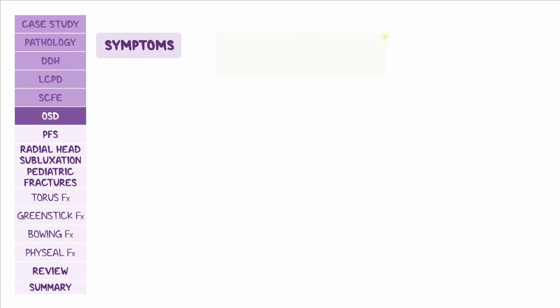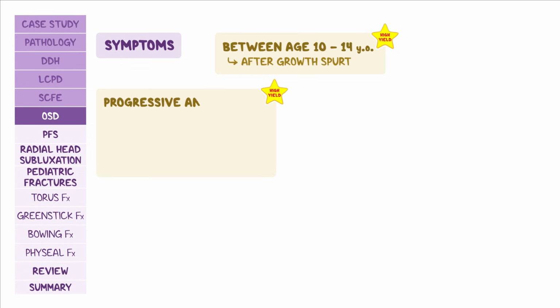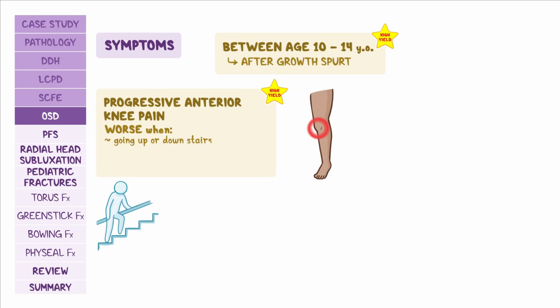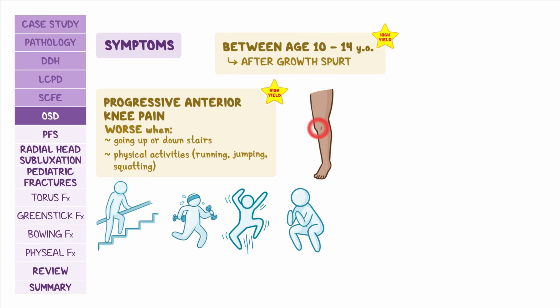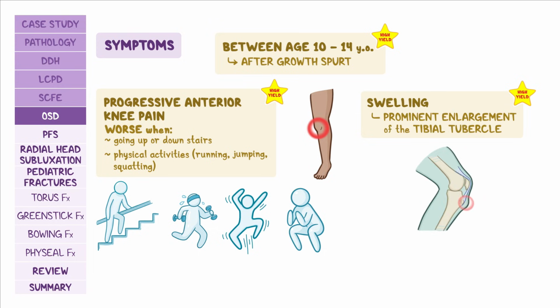Symptoms of Osgood-Schlatter disease typically present between the age of 10 and 14 years, after the growth spurt, and include progressive anterior knee pain. For your exams, what's important to remember is that this pain gets worse when going up or down stairs, as well as with physical activities like running, jumping, and squatting. On physical examination, what you'll often see is swelling or a prominent enlargement of the tibial tubercle.